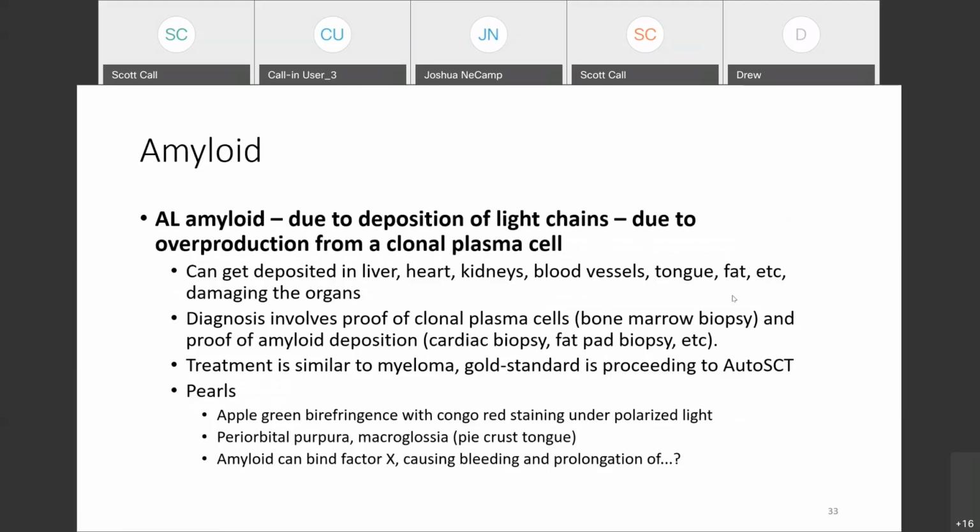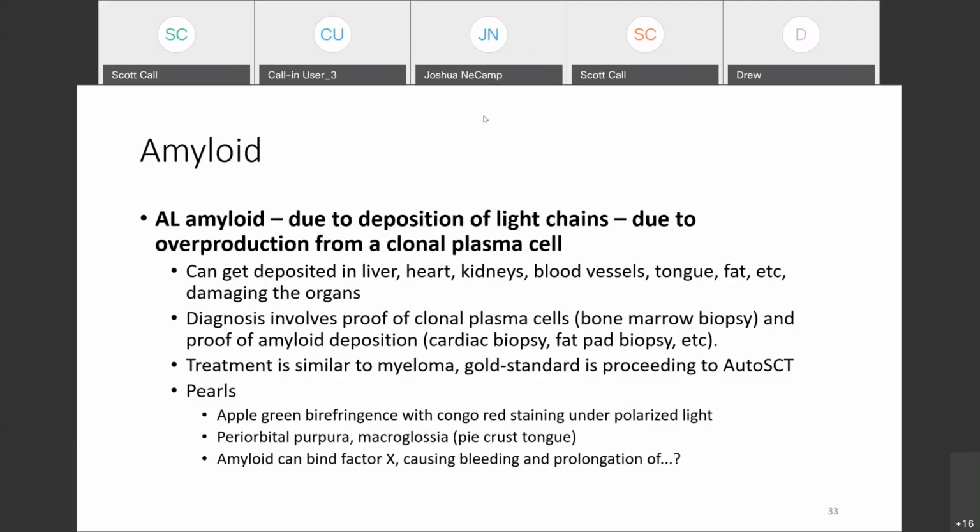Those light chains can get deposited in just about any organ, the liver, heart, kidneys, blood vessels, tongue, fat pad, etc., and can damage any of those organs. In order to diagnose AL amyloid, you need to have evidence of amyloid deposition, but then also have evidence that somebody has a clonal plasma cell that's making the amyloid.